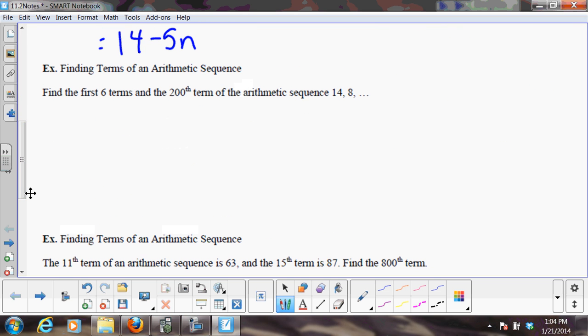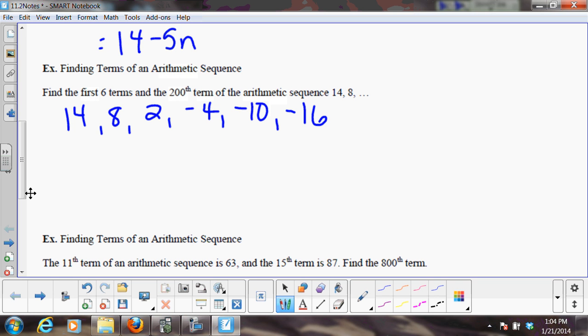They tell you this is an arithmetic sequence, so we just have to continue the pattern. The first 6 terms, well, we have 14 and 8 that's already listed. They're going down by 6. So then we have 2, -4, -10, -16. We want to find the 200th term.